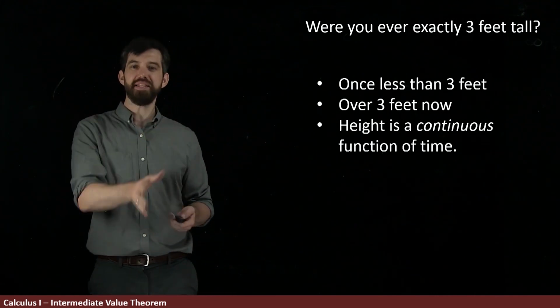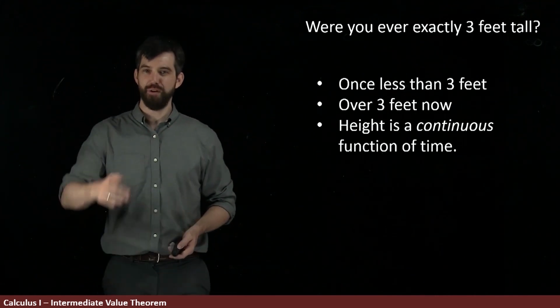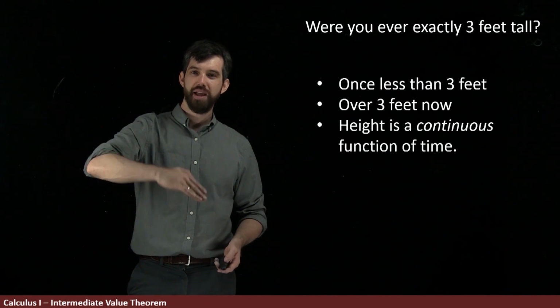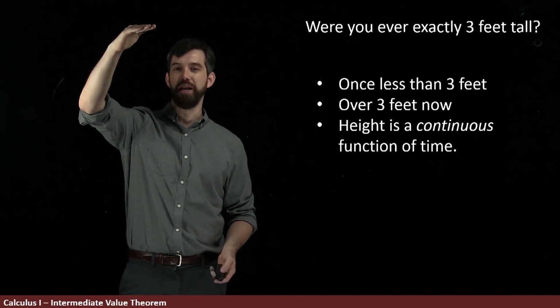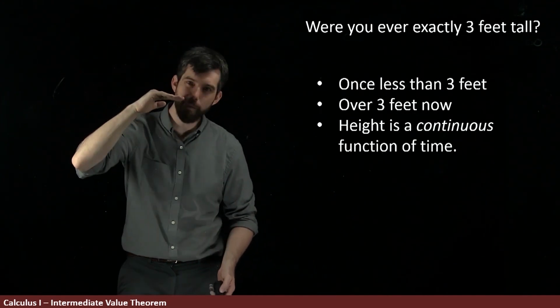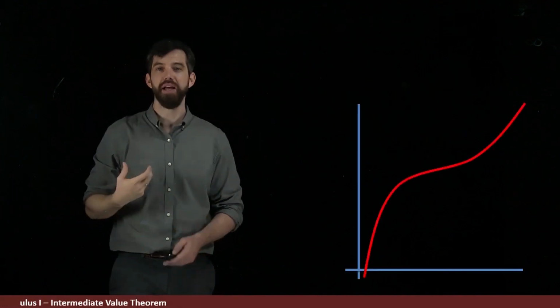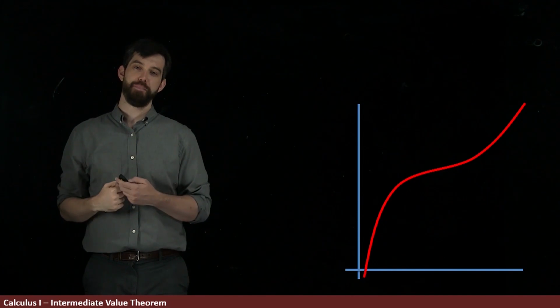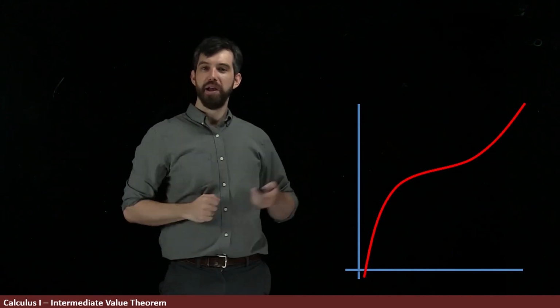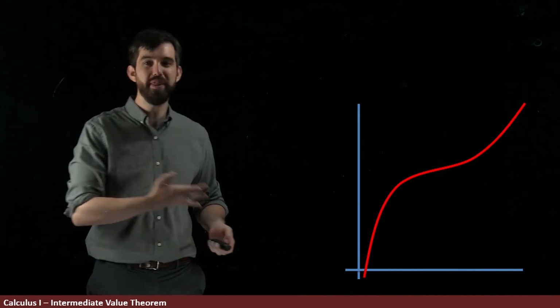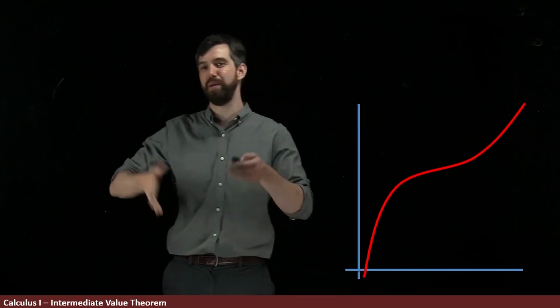So I want to make this into a theorem, this idea that if at one point you were beneath 3, and at one point you were above 3, and if you've got a continuous function, at one point you must be exactly 3. I want to make that into a theorem. It's going to be called the intermediate value theorem. Now, I'm going to build it up with a particular example of a graph. So maybe this represents height as a function of time, or maybe it represents something else.